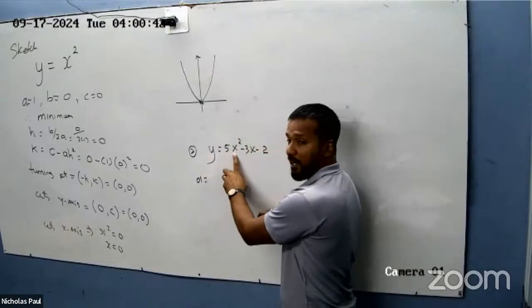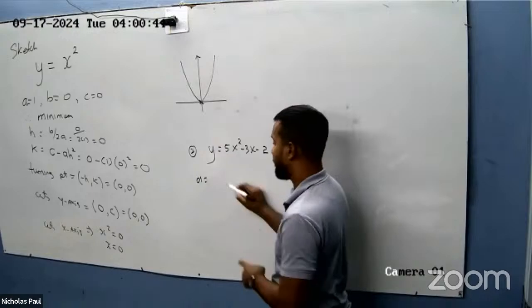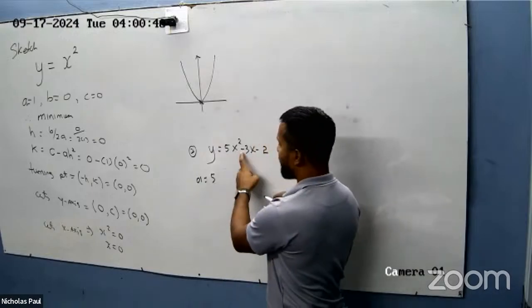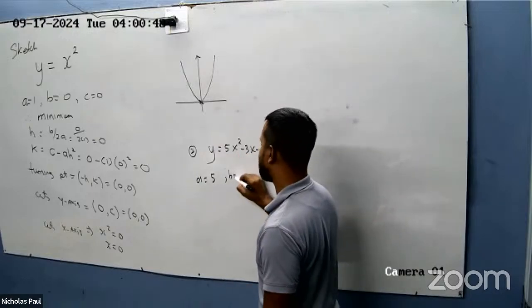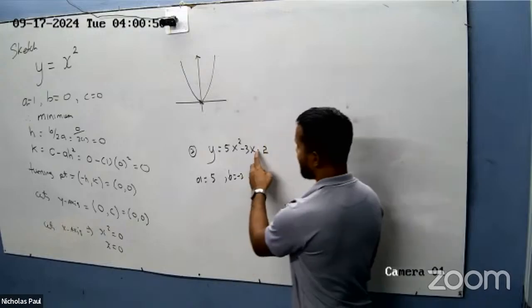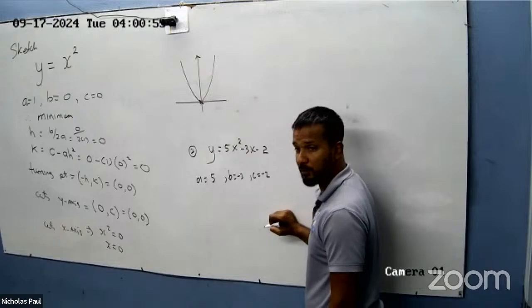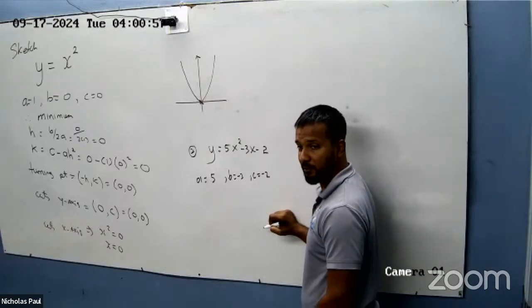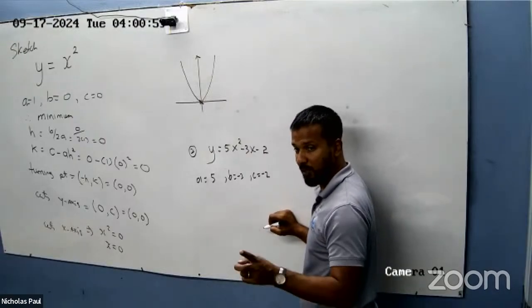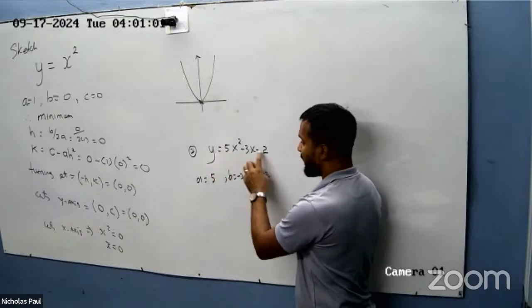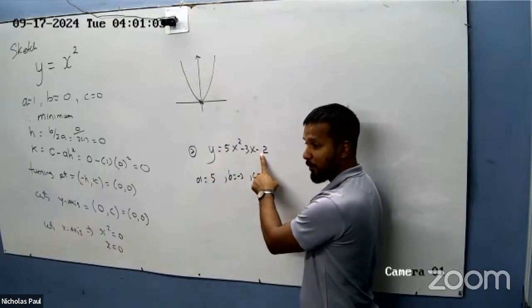A is the value in front of x squared. B is the value and the sign in front of x. And C is the constant, minus. That is it. All okay. So A, B, C. All okay with that, right?